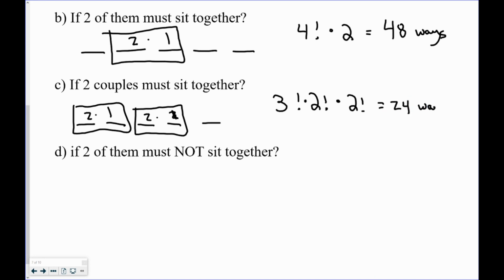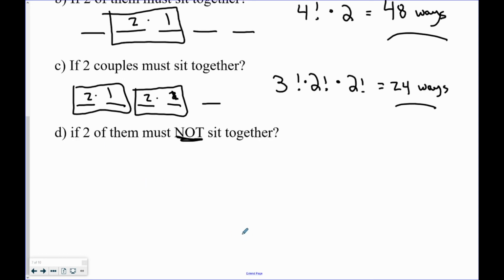Now, the last question is one of the trickiest things and you definitely want to remember this. If you have a not, watch out. Because the easiest way to do a not is actually going to be the way I'm going to show you. Okay, so if 2 people do not want to sit together, that's actually really hard to think of all the ways that 2 people can't sit together. So what is actually easier is we know that we can take the total ways that everyone can sit together, minus the ways that those 2 people can sit together. And that will give you not together.